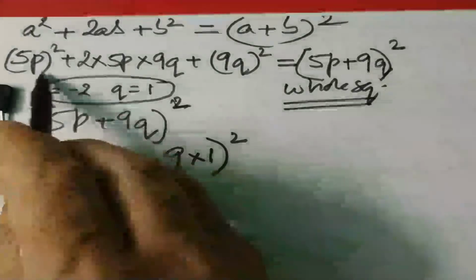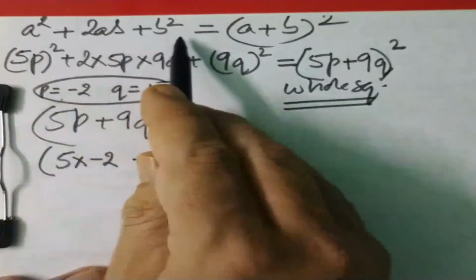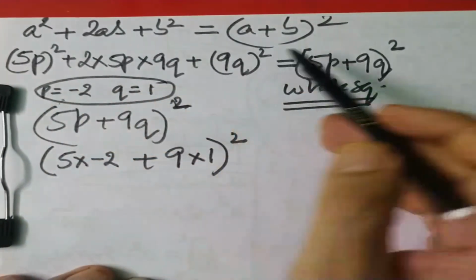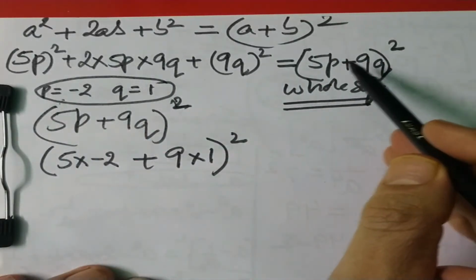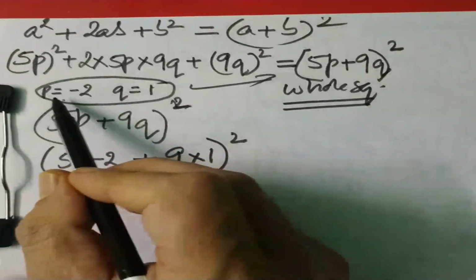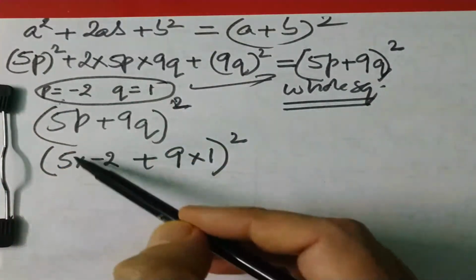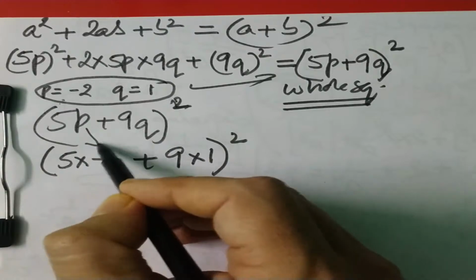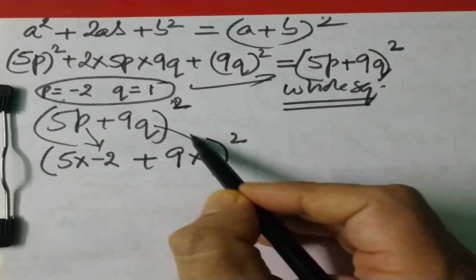So first you have to change the question according to the formula, write it in this way. I have written it this way. Now put the values which are given in this. So in place of p I have to write minus 2, so I have written minus 2 here. In place of q I have to write 1.